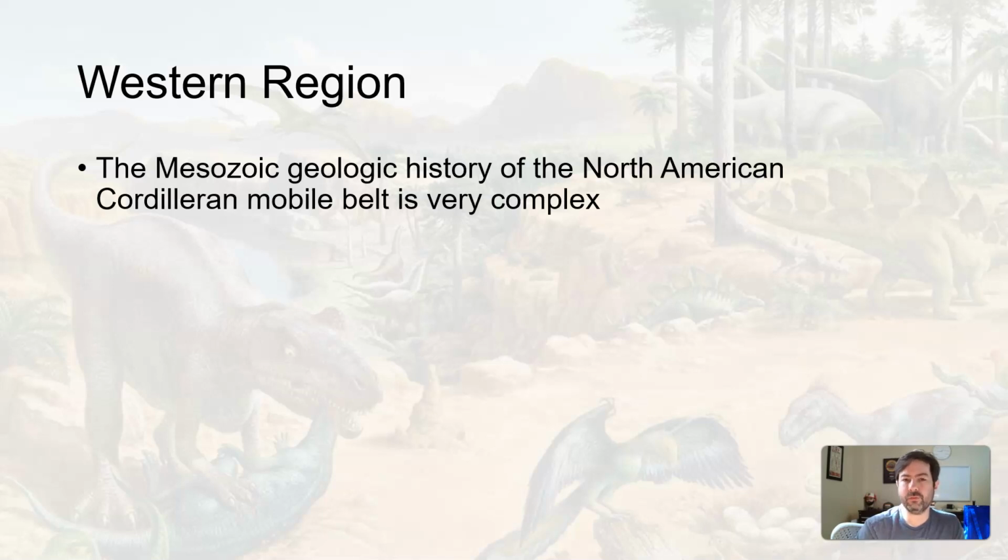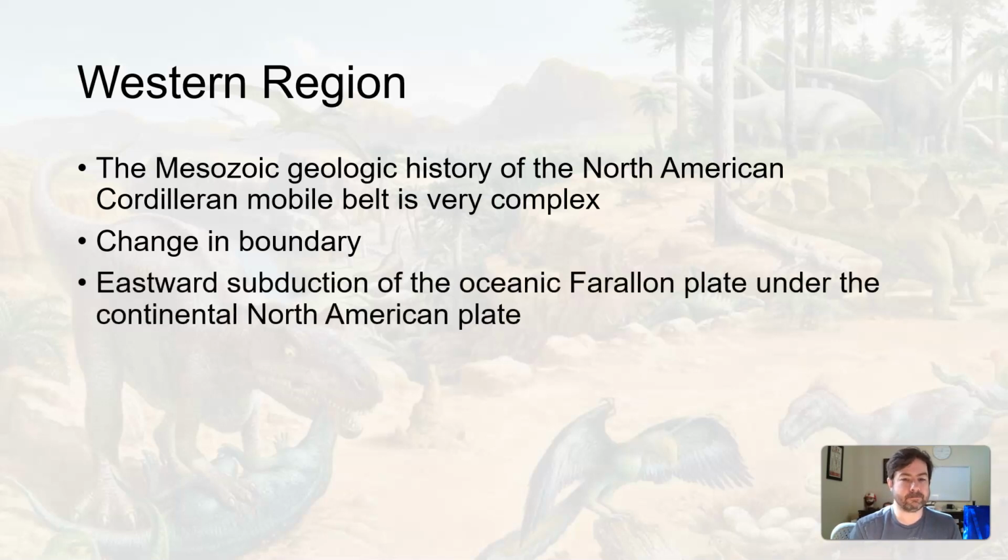The western region of the U.S. during this time is really dominated by the Cordilleran mobile belt and the creation of the mountains of the West Coast. That really dominated this time period. There was a change in boundary. More on that in a little bit. So that was going on.